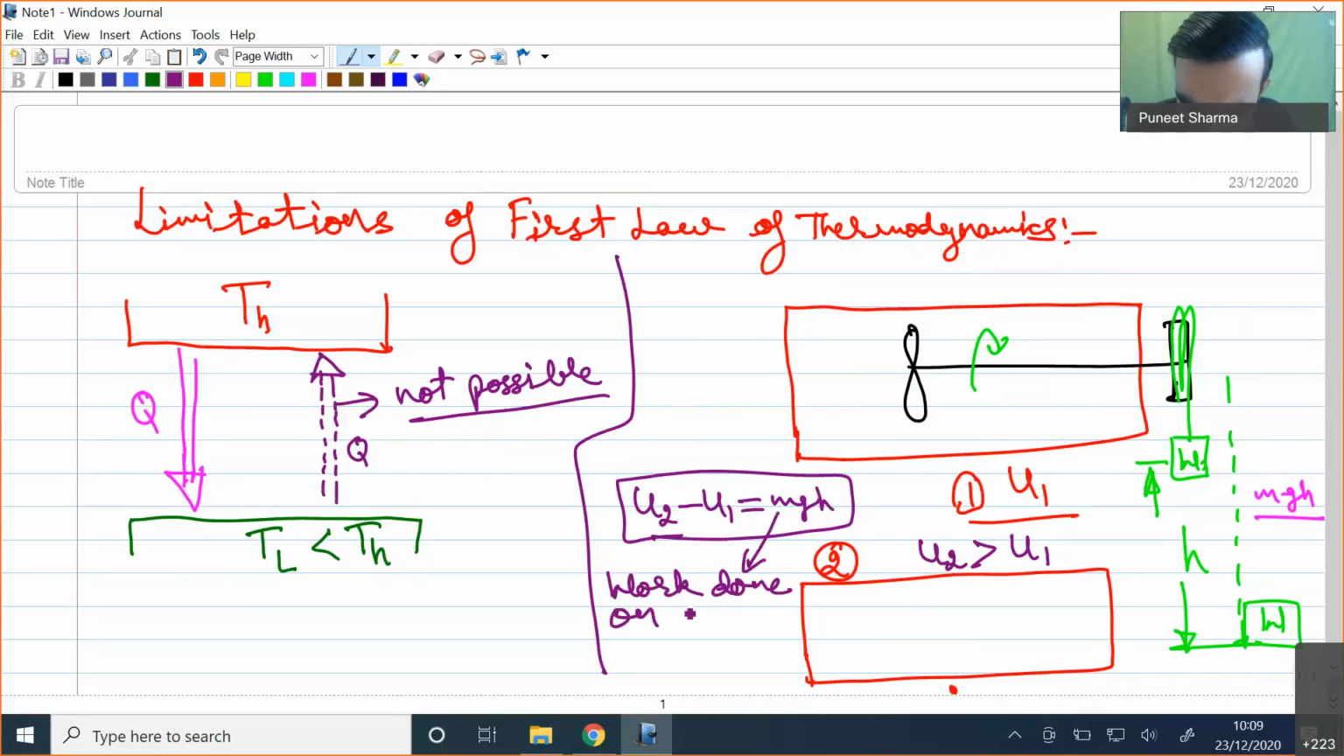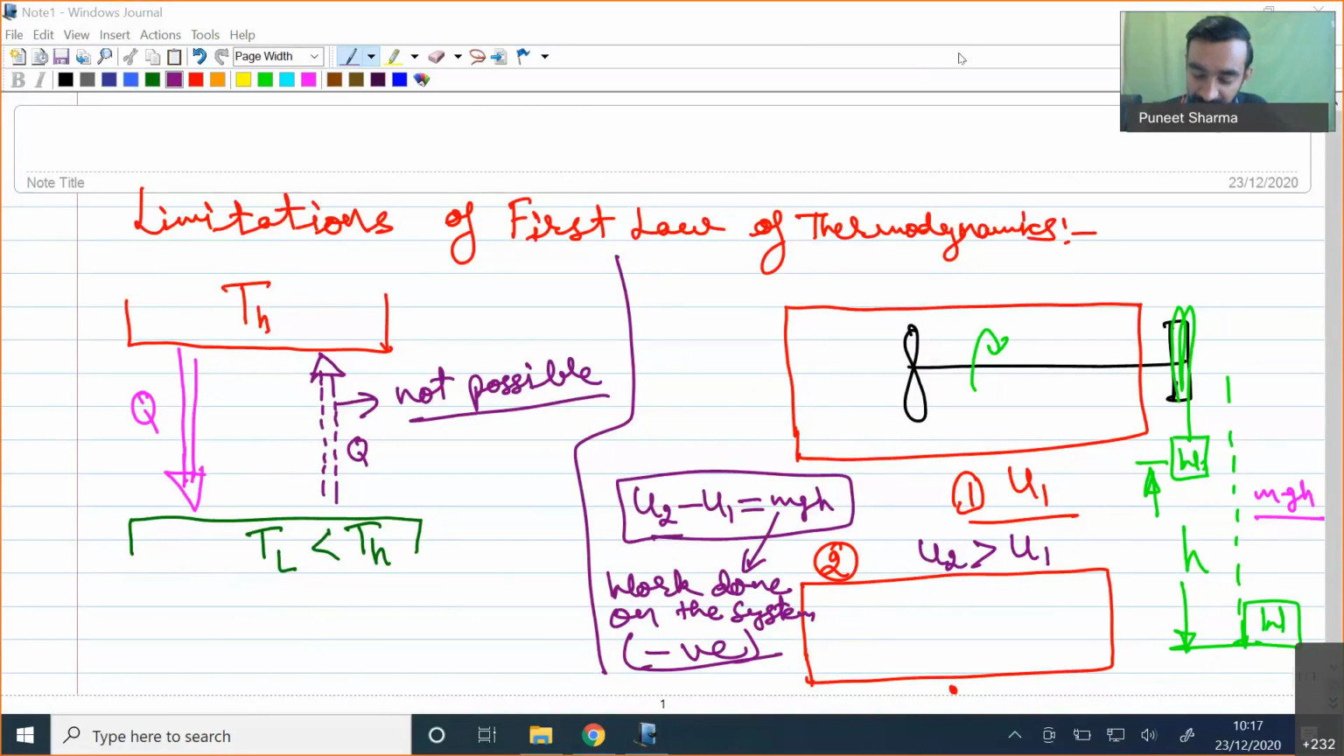So this mgh is nothing but the work done on the system, and if this is work done on the system, it is a negative work. This is one important point you have to see: in this pedal wheel, we are doing some work on the system, so that's why we get negative work. Now if I have to make this process cyclic, we have seen a transformation from state 1 to state 2. Now I have to once again go to state number 1.